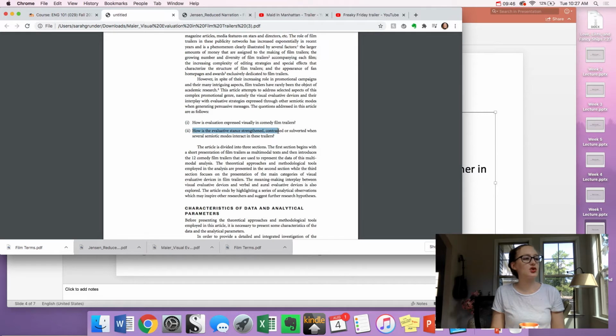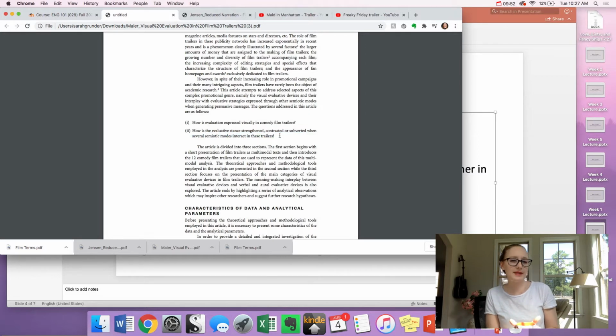And secondly, how is the evaluative stance strengthened, contrasted, or subverted when several semiotic modes interact in these trailers? So basically what she's saying is, how does the audience's understanding of the message of the trailer, the narrative of the trailer, how is it strengthened or contrasted or subverted when you have sound working with visuals, working with etc.